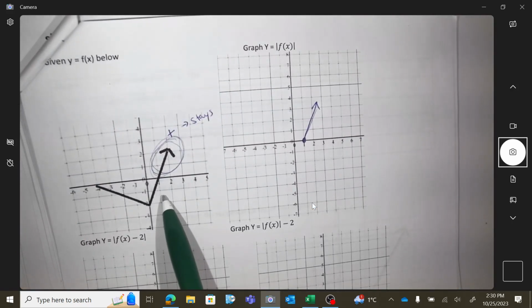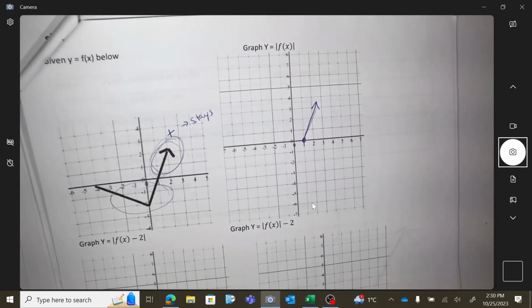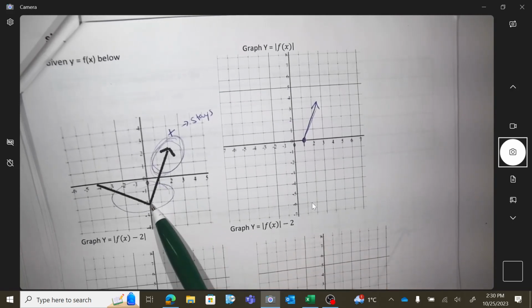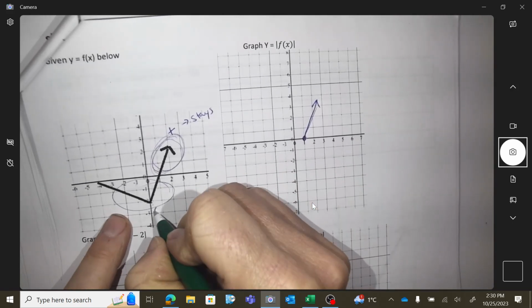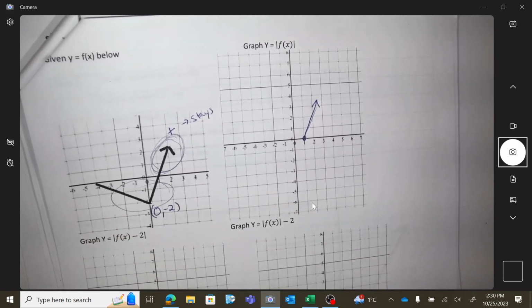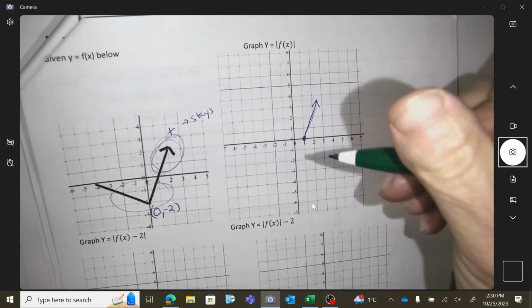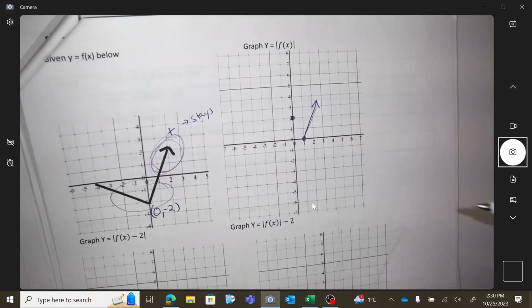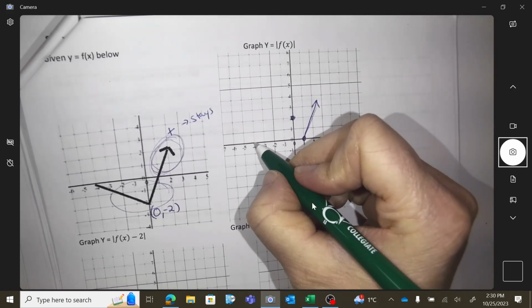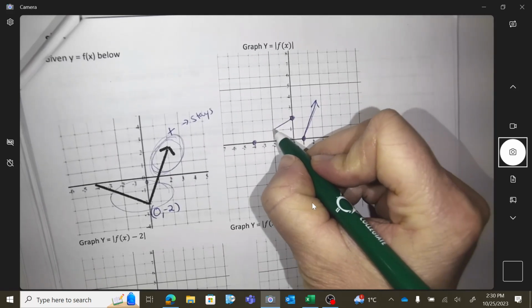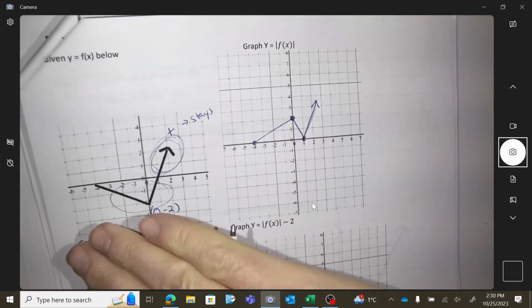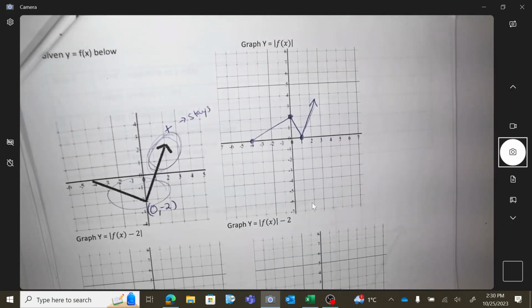Okay, and now I'm going to talk about this chunk of the graph. It would flip, it would change. So I'm going to specifically take this coordinate right here, which is 0, -2, and on the new graph, it will go to 0, +2. And then, can you visualize that all flipping to the positive? Negative to positive.